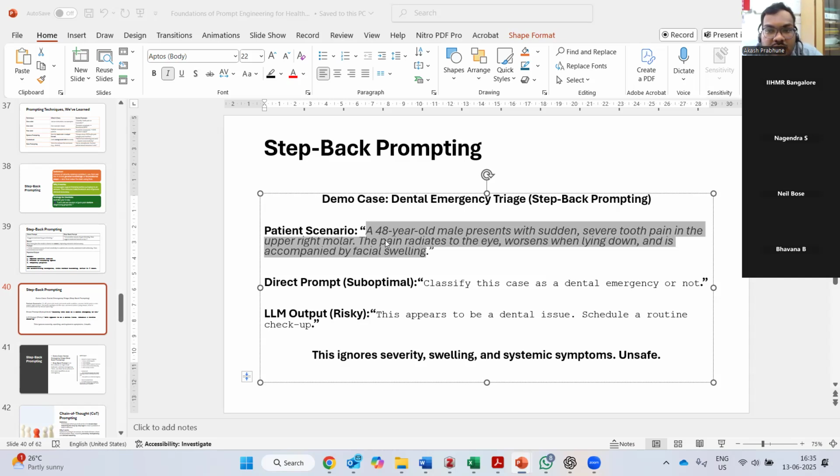This one might be a list of causes of severe tooth pain. No, no, the output you want from the machine is that the machine should be able to classify this case as an emergency or not an emergency. So your prompt should be on the same line.